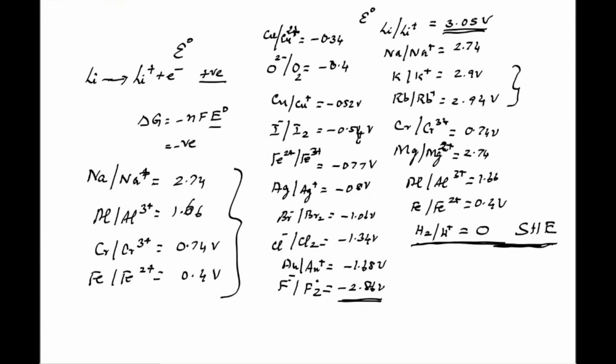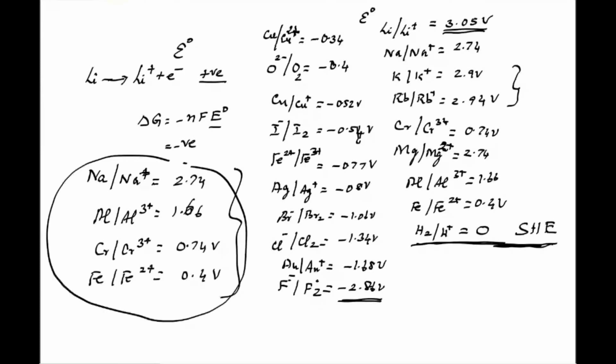Among these, which is the best reducing agent? Immediately you can say, the highest oxidation potential is the better reducing agent. Therefore, it is sodium. The lowest oxidation potential would be the better oxidizing agent. Therefore, among these four, iron is the better oxidizing agent.